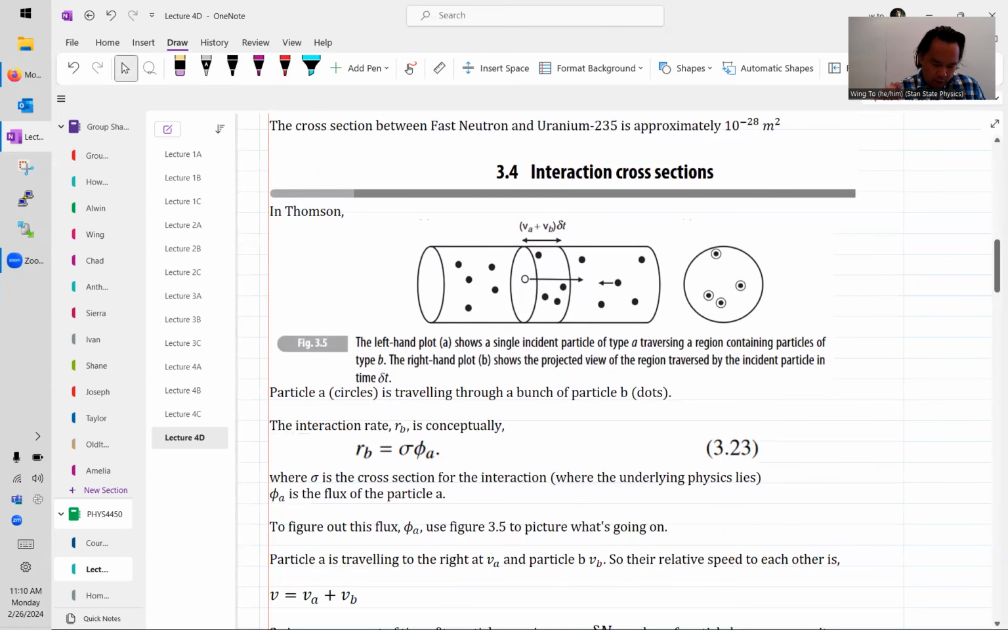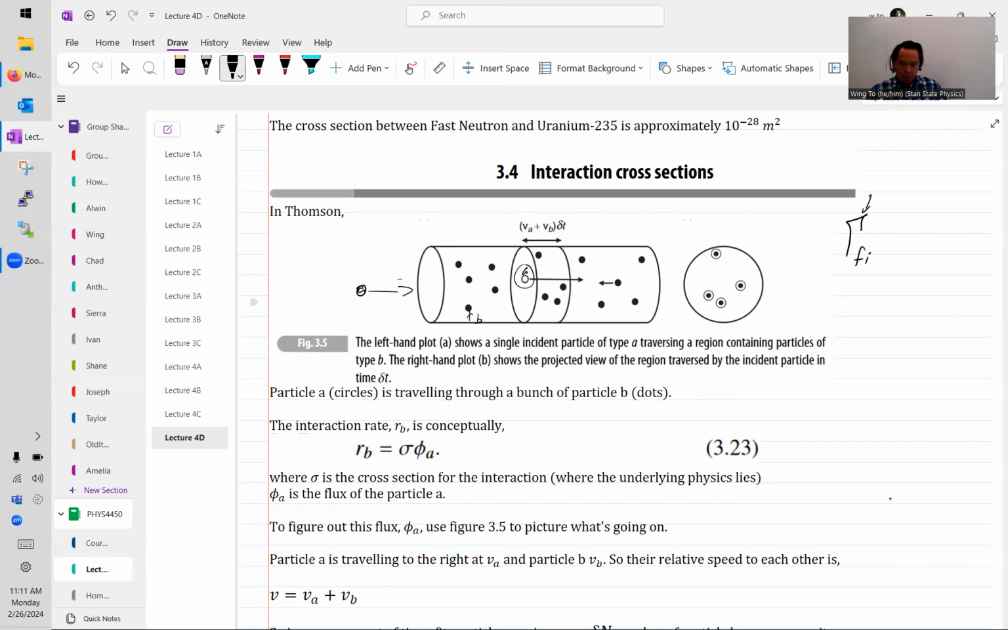However, in Thomson, he derives how the cross-section is related to the thing we've been calculating, which is this transition rate. This whole chapter was about the transition rate from some initial state to some final state, this thing called the Fermi golden rule. So what he wants you to do is picture a tube filled with particle B. These black ones are particle Bs, and you're shooting some particle As through this tube, which is this hollow circle.